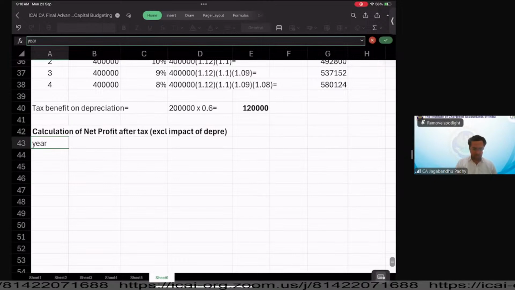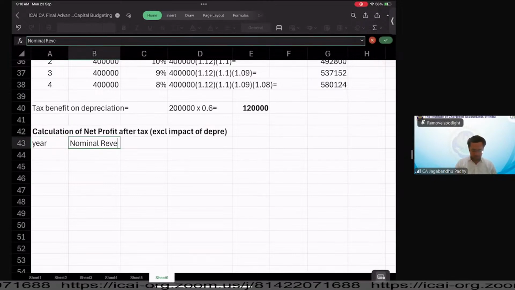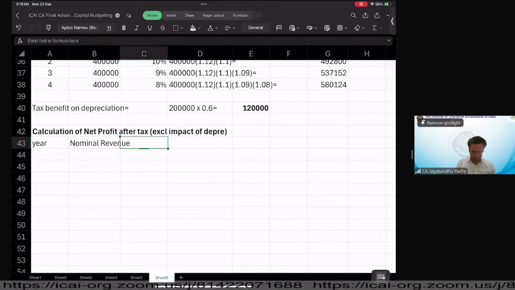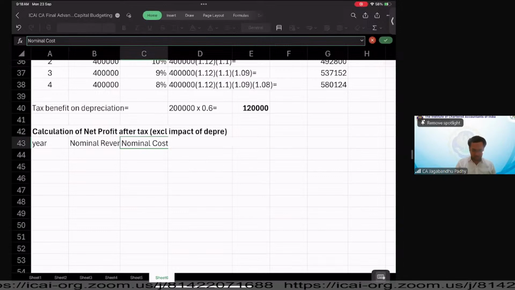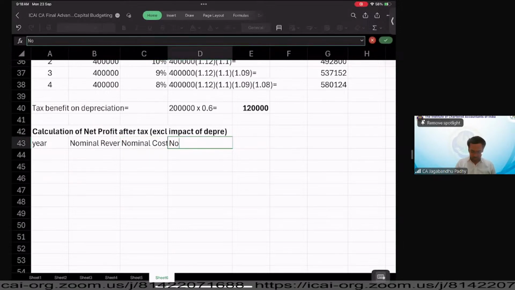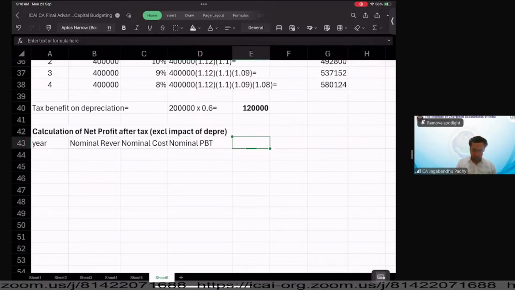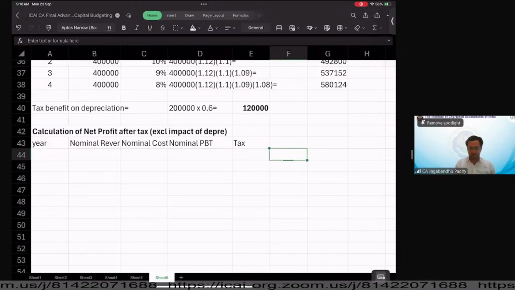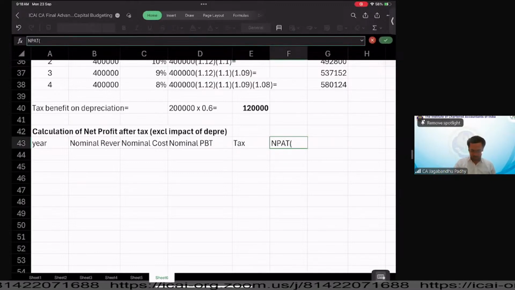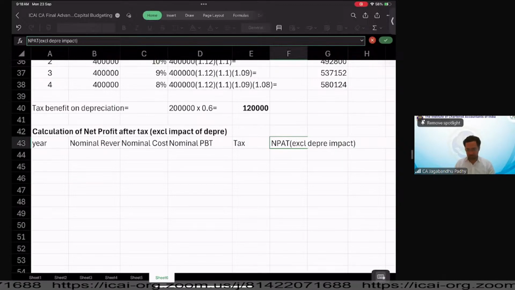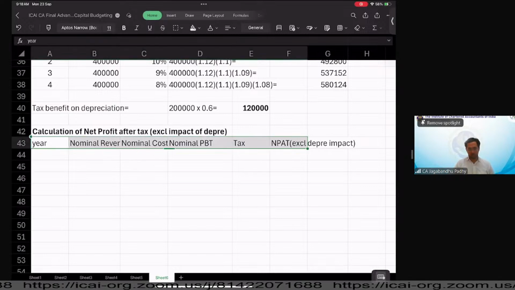So we have this as year, nominal revenue. We already have the nominal revenue. Then we have the nominal costs. Then we'll get the nominal profit before tax. And then you can simply get the tax amount and then net profit after tax, excluding depreciation impact. Okay, let's try to get them.